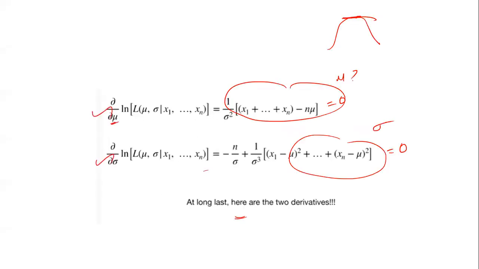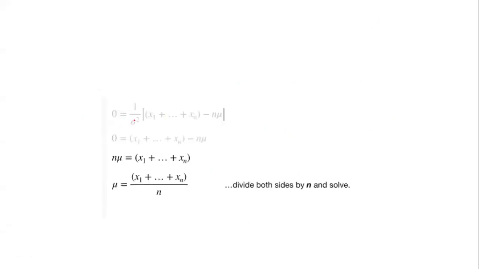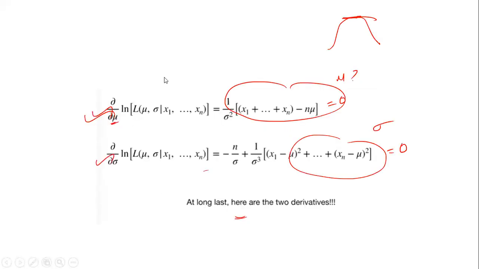Okay. So first let us take this equation and we'll equate to 0. So this equation, when you equate to 0, it is 1 by sigma squared (x1 plus so on and so forth up to xn minus n into mu). So when you equate this to 0, you'll get like this, right?